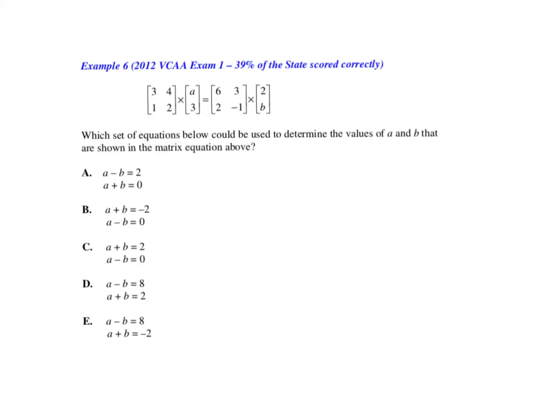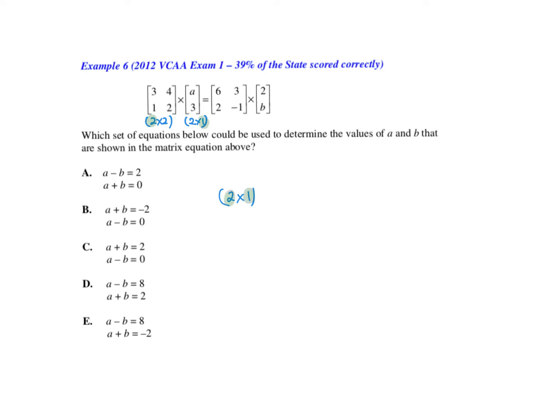Okay, which set of equations below could be used to determine the values of A and B that are shown in the matrix equation above? If you were multiplying, you've got to look at the dimensions, and this is where multiplying comes in. If we just do this front multiplication, we've got a 2 by 2 and a 2 by 1. So what would our answer be for that? It'll be a 2 by 1. Are you happy with that? We take this 2 and that 1, and that's where we get our answer.